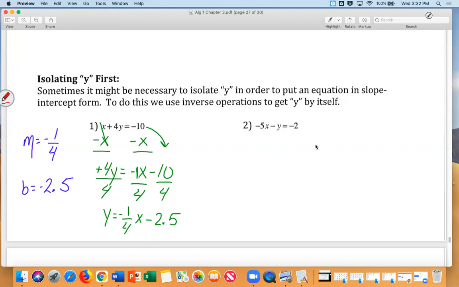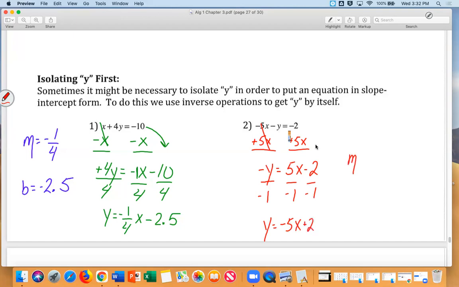All right, let's try number 2. With number 2, I'm going to add 5x to both sides. That cancels there. I'm left with -y equals 5x minus 2. I'm going to divide by -1, and this gives me y equals -5x plus 2. So my slope is going to be -5 over 1, and my y-intercept is going to be 2.